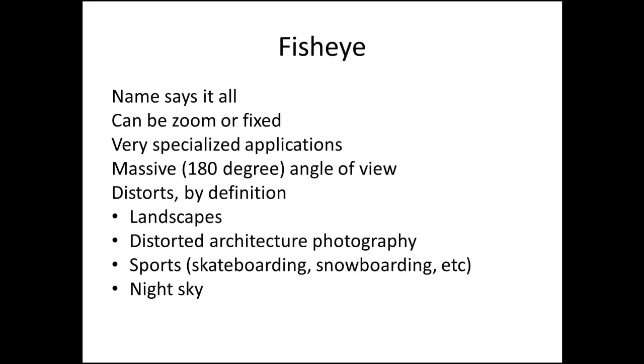All right, really quickly, fisheye. This is kind of a specialized category, like the macro. The name says it all. It gives you this weird distorted look. They have a massive angle of view, and by definition, they're distorted. That's the point of a fisheye, to distort everything. You can use them for a bunch of different things. They're usually not used for architecture photography because they bend lines so much. But they can be used for sports and that stuff.